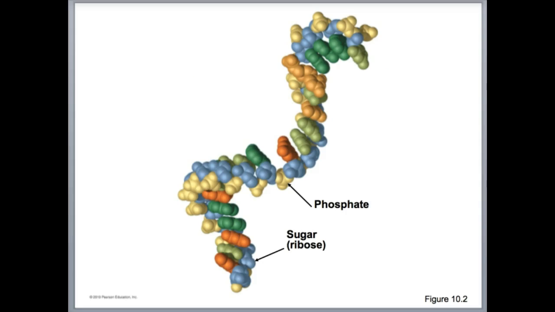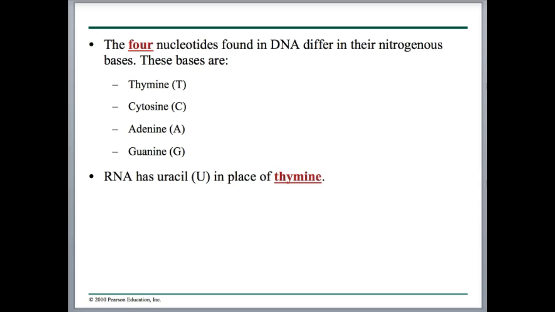Here is a space-saving model that shows you this. This is a single-stranded piece of DNA, but you can still see the sugar and the phosphate, the blue and the yellow alternating here as the backbone. And then the greens, reds, and oranges, these are the nucleic acids or the nucleotide part of DNA. Those nucleotides are very, very important to the code of DNA.